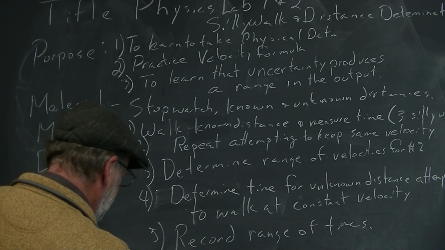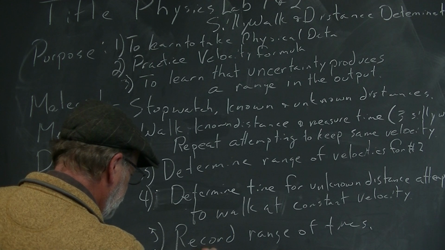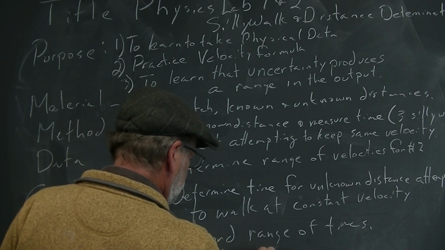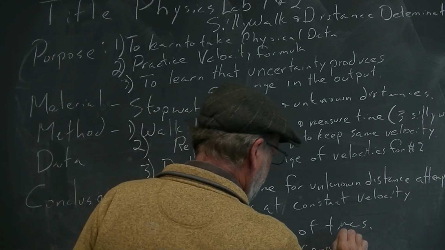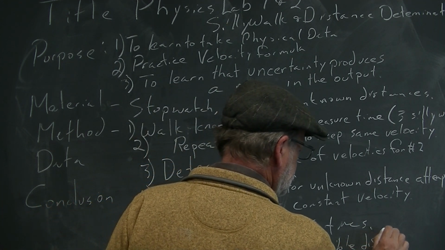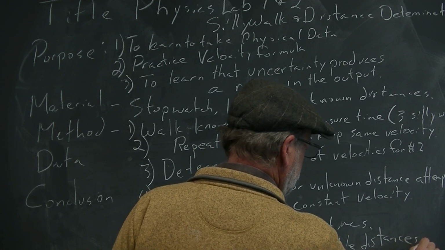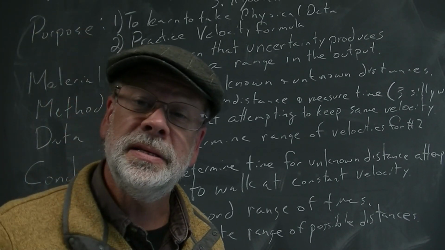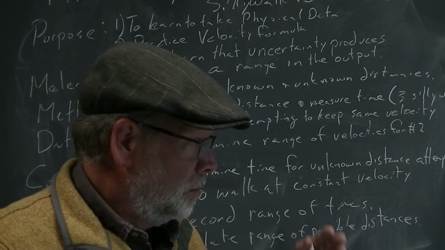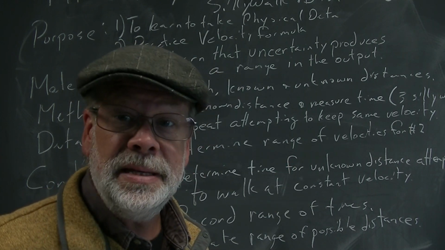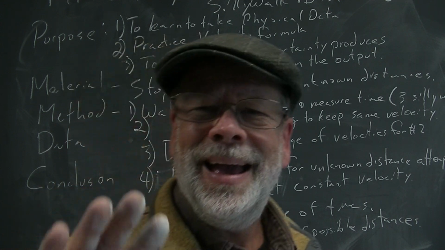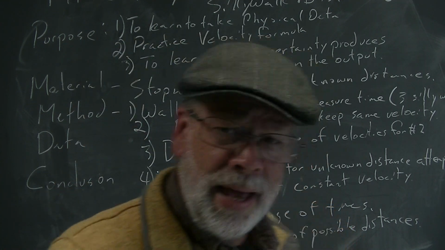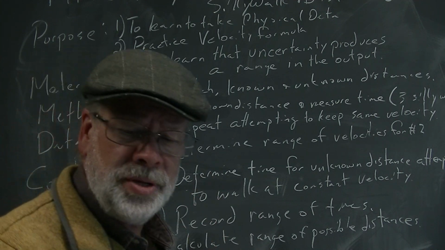And then 6, calculate range of possible distances. All right, okay, you see that down there. Calculate range of possible distances. So at the end of this, you have your range of possible distances, and with any luck, the actual distance is somewhere in between. If it's not, you don't lose points. Everything is about a process here, learning to understand that.